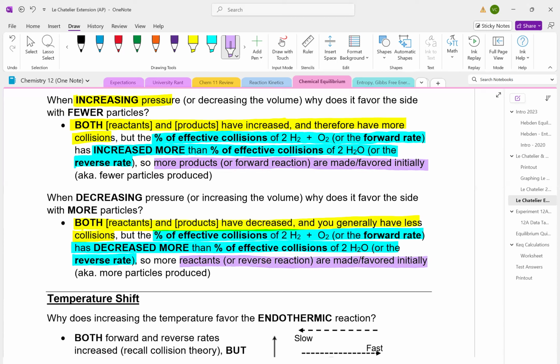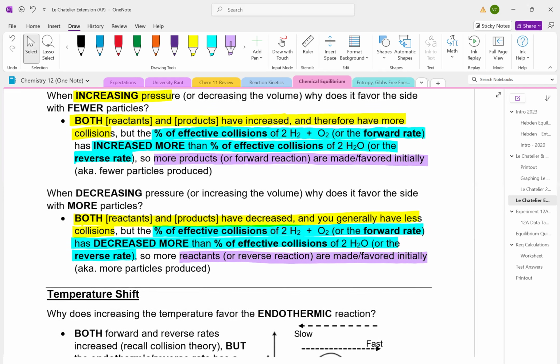Okay, and that's what the highlighted in blue is talking about. So because the number of effective collisions for the more particles has gone down more dramatically, the rate decreases a lot more. Okay, and so that's why the reactants are favored.